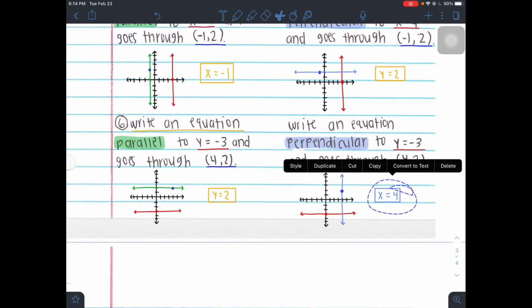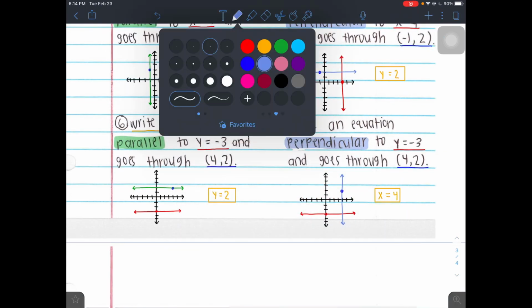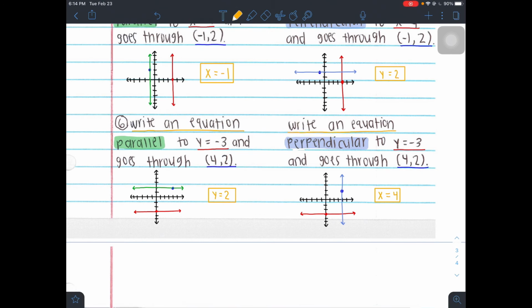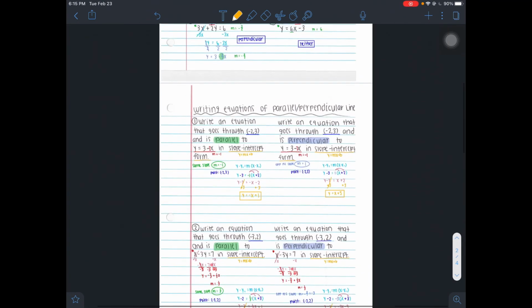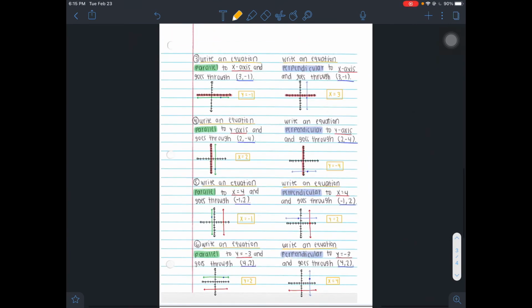And I did the equation in the wrong color again. Whoops. All right. So again, this section is actually a lot less time consuming than these four because all you have to do is kind of draw a picture because you're not given a normal x and y linear equation.